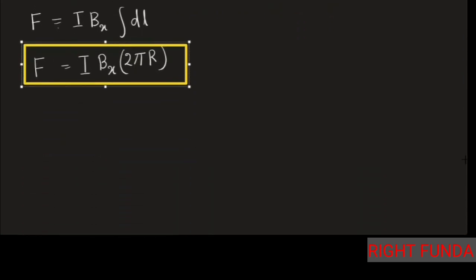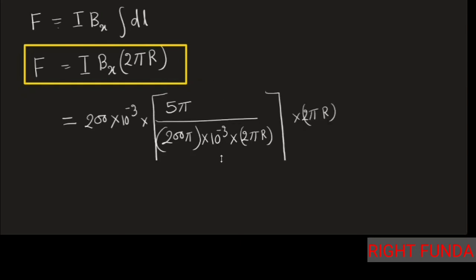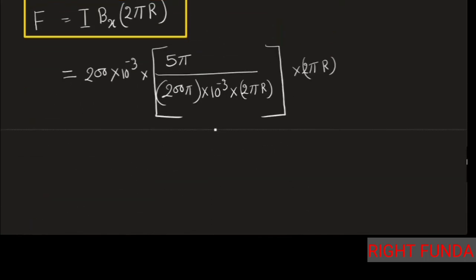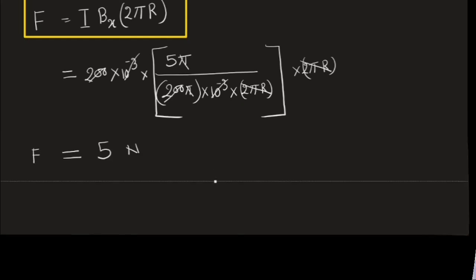If I substitute the values, I obtain the force equal to, in place of I, 200 milliampere, and Bx equal to 2 pi into 200 pi into 10 to the minus 3, into 2 pi r. If you write the equation like this, here you see the 200 cancelled out, pi cancelled out, 10 to the minus 3 cancelled out, 2 pi r gone, and what we are left with is equal to 5 only. So the net force is equal to 5 Newton that we obtain.